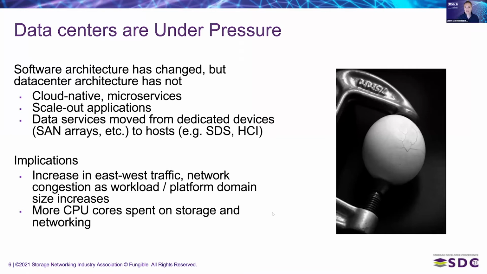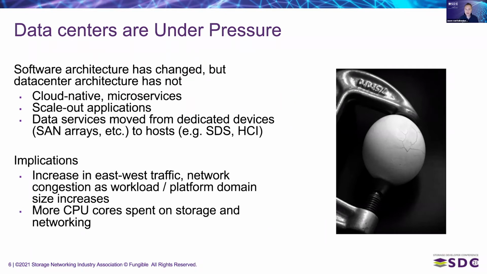So let's first talk about data centers and the situation around data centers today. They're under pressure. Software architectures have changed, but data center architectures have not. We've moved to cloud-native applications, scale out versus scale up, microservices. All this means is that there are a lot of chatty applications on the network, and an increase in east-west traffic patterns. As your data center scales out, you're seeing more network congestion and concerns about how to deliver consistent performance as the data center scales.